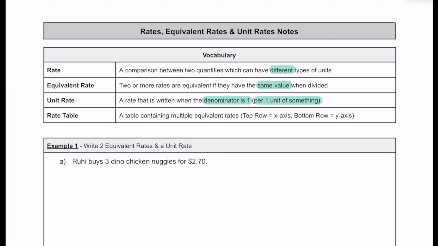Finally, we have a rate table. A rate table is kind of similar to a ratio table. So it's a table of values that's going to contain multiple equivalent rates. So each pair of units that go together are going to be the same value. But essentially, when we take a look at this, we're going to have a bunch of equivalent rates in there. And if we have it written left to right, the top row will be the x-axis, and the bottom row will be the y-axis. So you can graph these rates just like we were graphing ratios before.